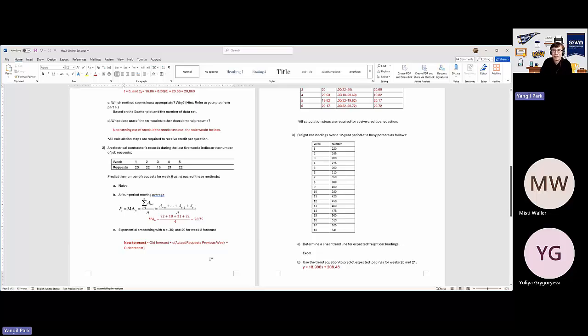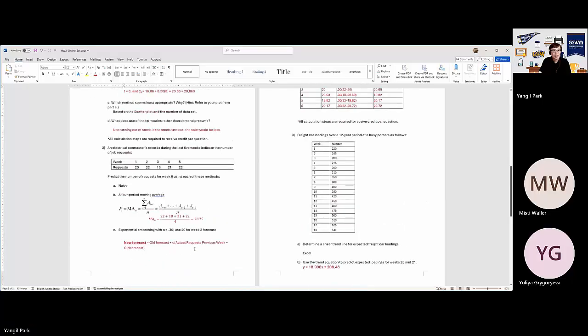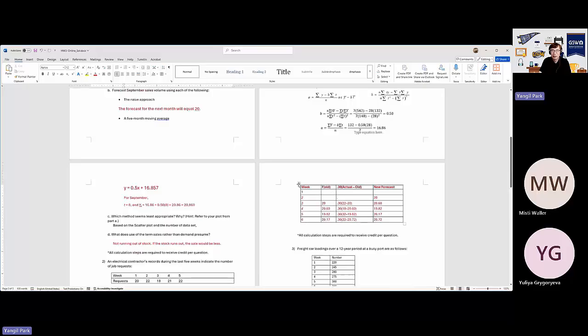I believe. Meaning the higher, the more confidence that you have in the previous months or previous periods. So plug in. I just made this table like that and find a new forecast.